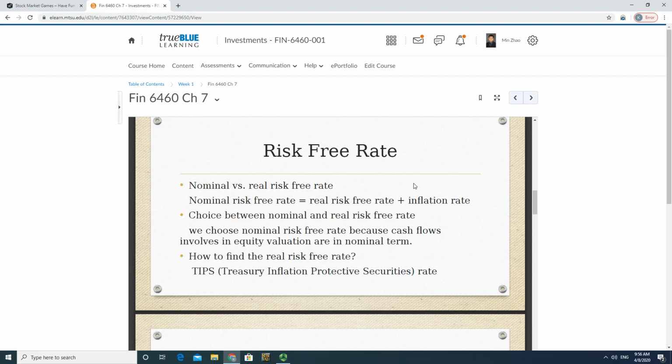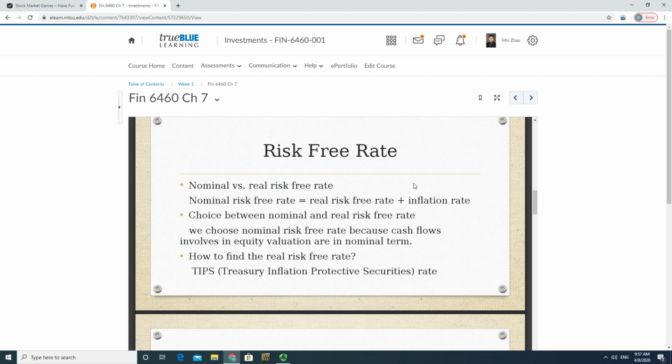Before we answer this question, let's take a look at another concept regarding this risk-free rate: nominal rates versus real risk-free rates. Well, nominal risk-free rate equals real risk-free rate plus inflation rate. The difference between nominal rates and real rates is the inflation rate.